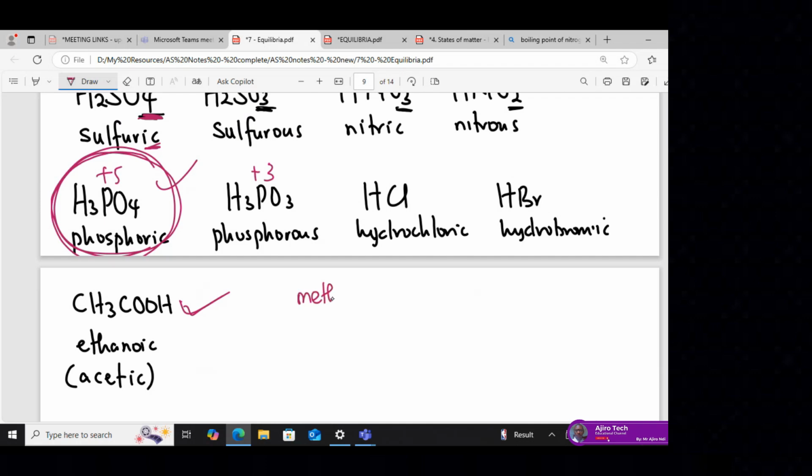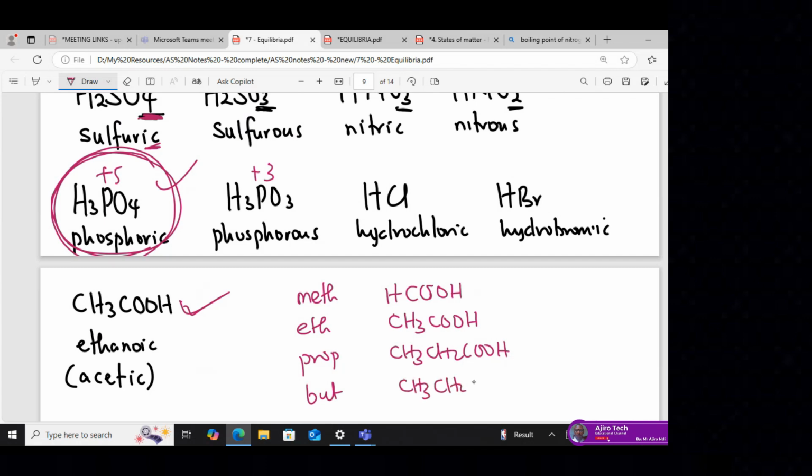Meth, one carbon, methanoic acid. Eth, two carbon, ethanoic acid. Prop, three carbon, propanoic acid. But, four carbon, butanoic acid. Can you see now? Are you there now? They are all carboxylic acid.